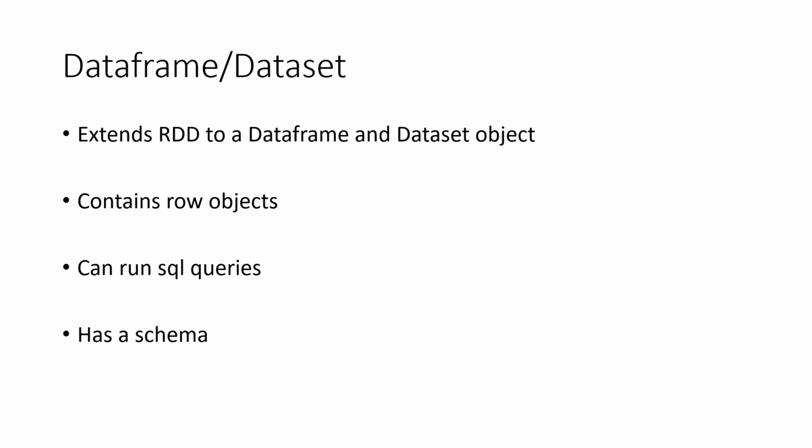On top of a data frame, I can run SQL queries. That is called Spark SQL. Spark has that SQL engine inside itself. It has a schema, but the schema is not present for a data frame. It's only for a data set. This is the main difference. Schema means, as we learned about SQL, declaring the columnar structure for a table. A similar thing is there for a data set.